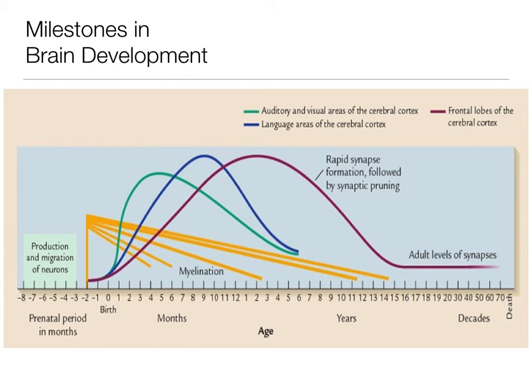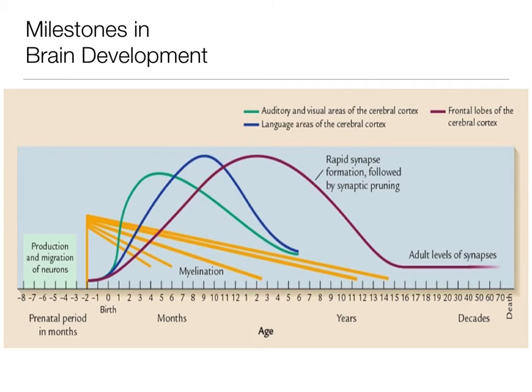So here are some milestones in brain development. Look across the axis at the bottom, and we see that birth is going to be at 0. When we have a negative number, we're talking about prenatal development. Here you can see that's where the production, proliferation, and migration of neurons are happening prenatally, and that's done by about 7 months. Then we start myelinization. Once the neurons are where they're supposed to be, those yellow lines start myelination, and that continues into adolescence and into adulthood for certain areas.